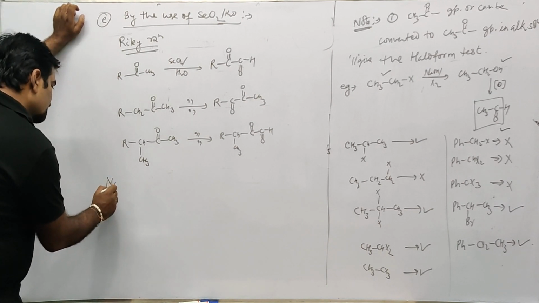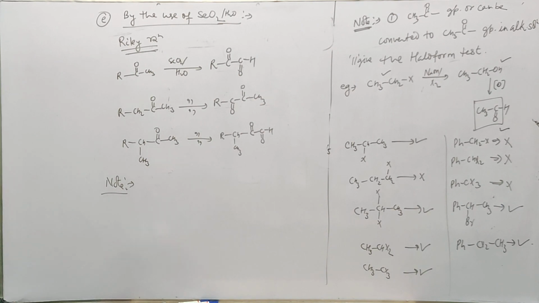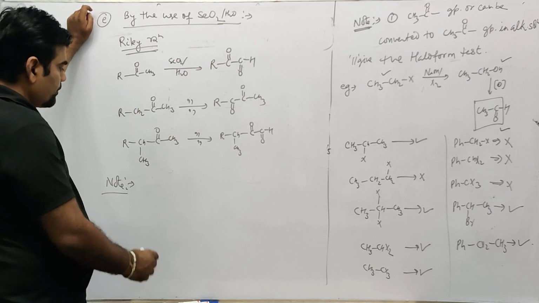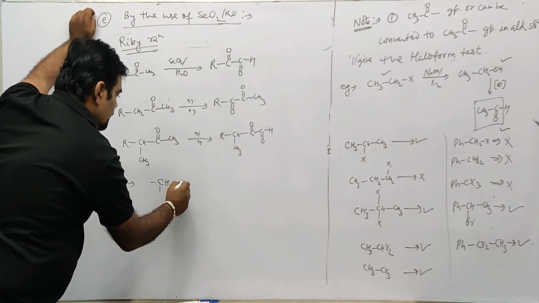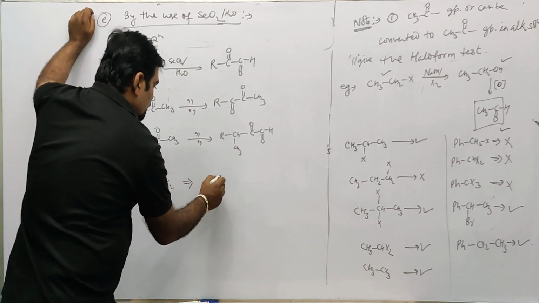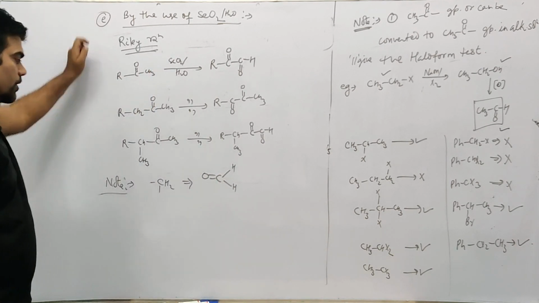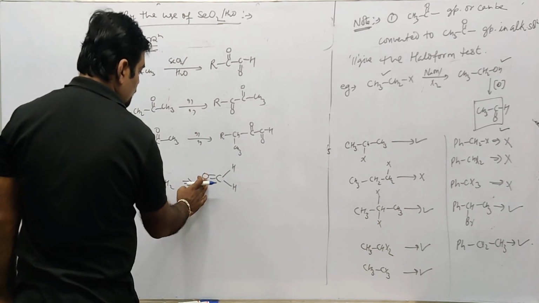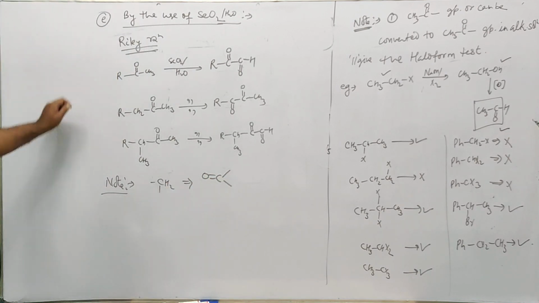Notable point in this reaction is, write down, active methylene or methyl group is converted to corresponding C double bond O group. CH2 group is converted to C double bond O group. Alright, so C double bond O group.